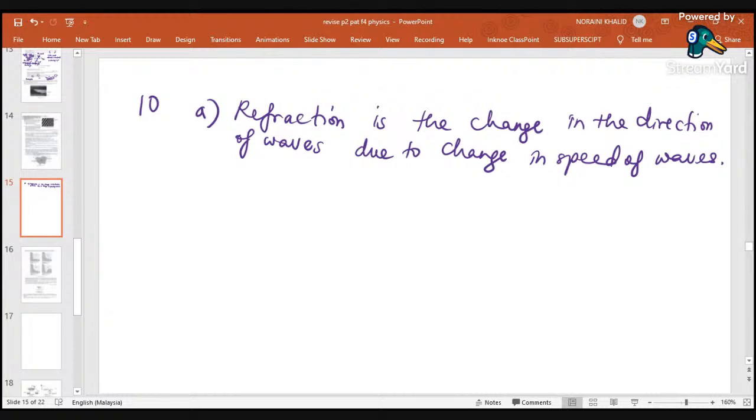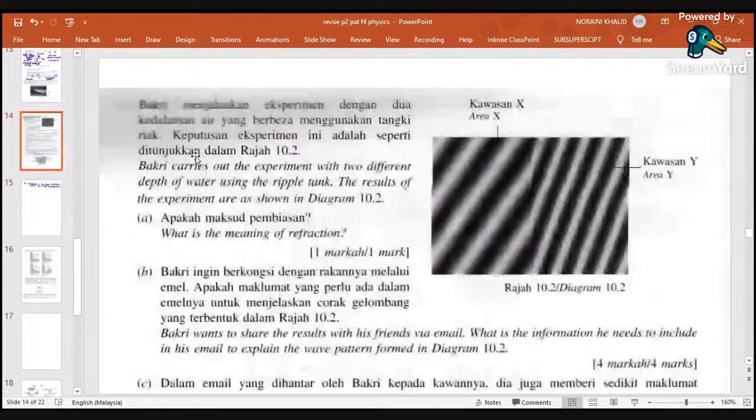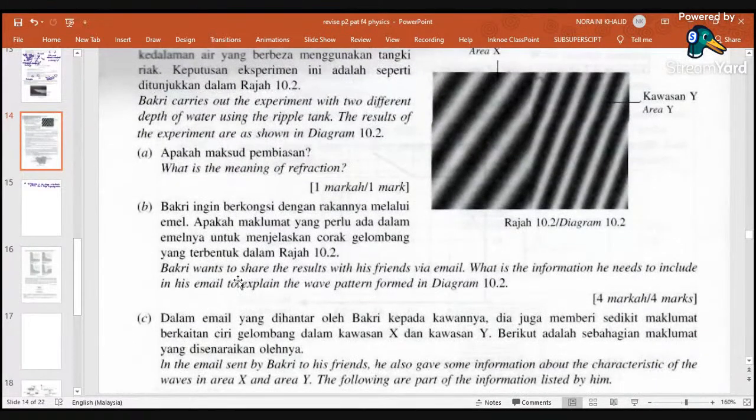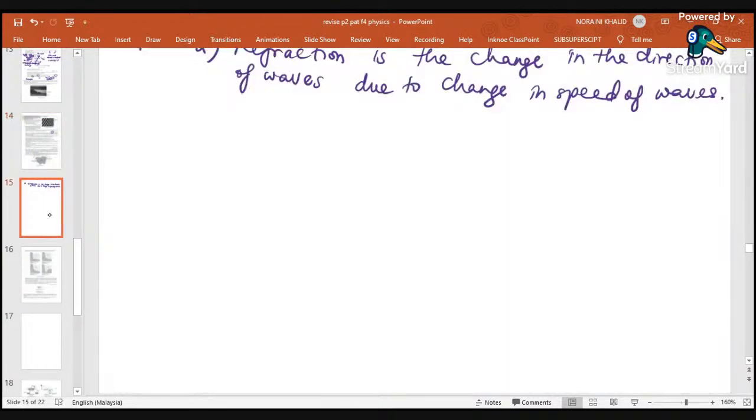Okay, bahagian B ya. Bakri wants to share the result with his friends via email. What is the information he needs to include in his email to explain the wave pattern formed in diagram 10.2, for 4 marks, knowledge question. Okay, dia nak explainkan pattern ni. Kenapa dia ada bending? Kenapa wavefront dia pun bending? Okay. Jadi dalam jawapan mestilah masukkan point-point yang sesuai. Ini ada 4 markah, 4 marks.